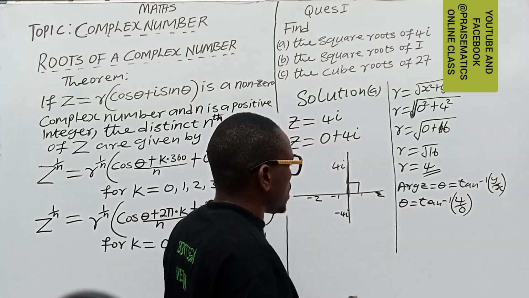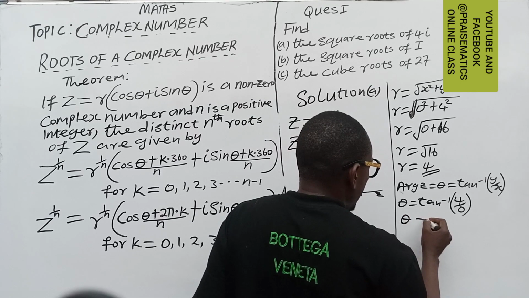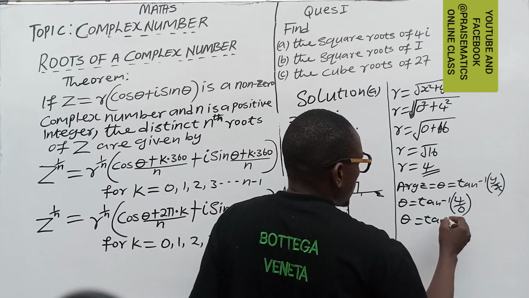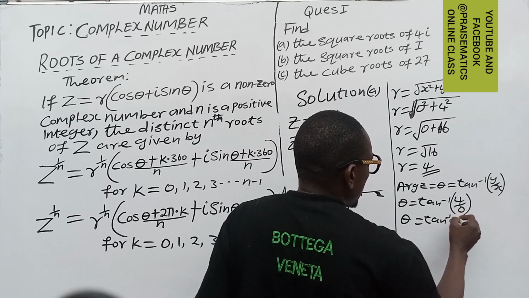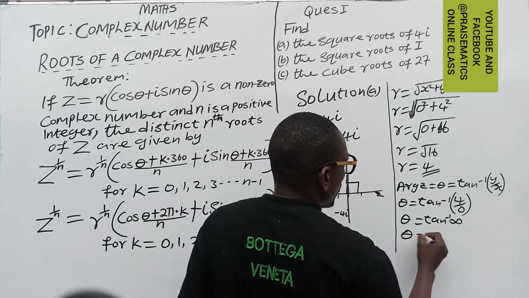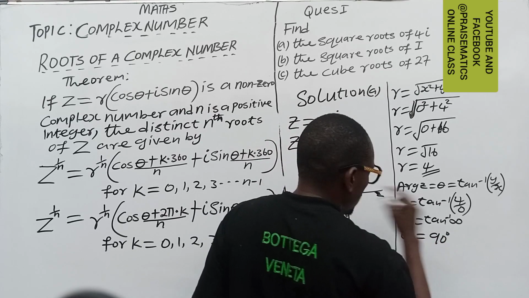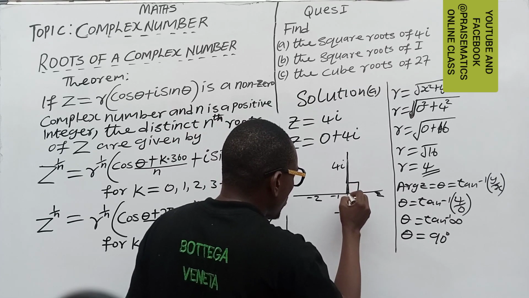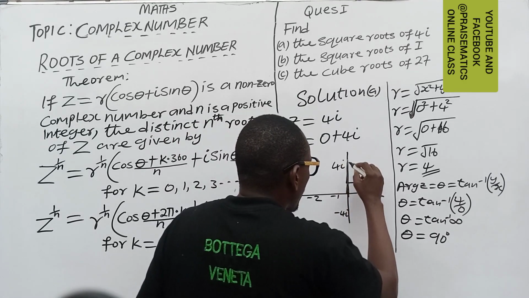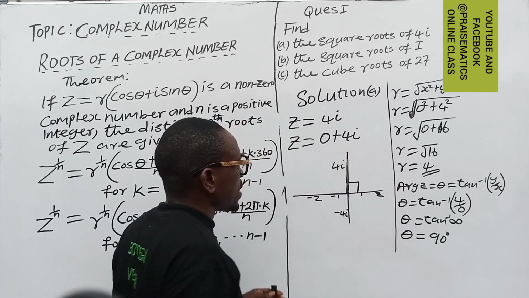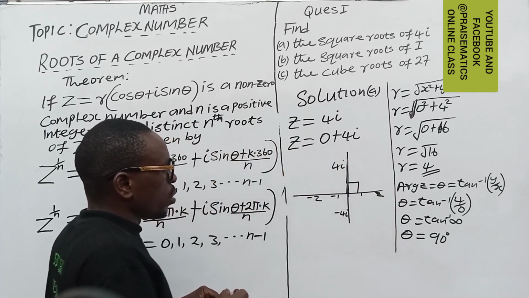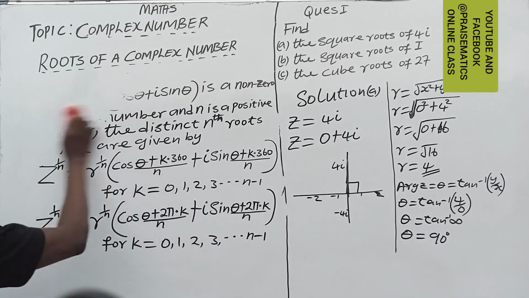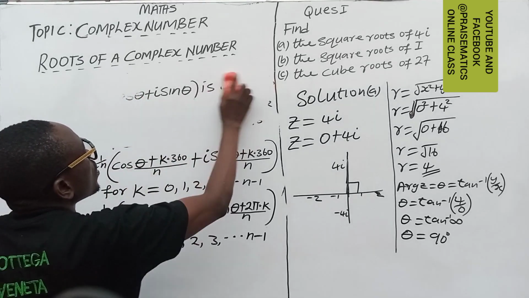So if it does not exist, it means that our theta is equal to tan inverse of infinity. And tan inverse of infinity will give us 90 degrees. If you come back to this diagram, you see that the line from 0 to here is still 90 degrees. And that is how to get it. Okay, now let's continue here.